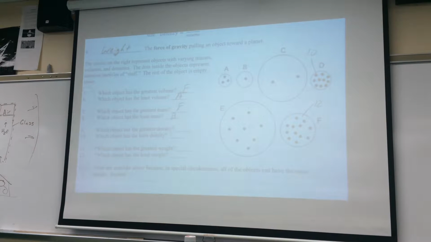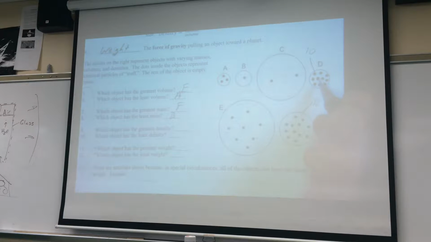The one with the greatest density? D. These are the most crowded of any of them. And this is probably the trickiest one. Which one's least dense? C.